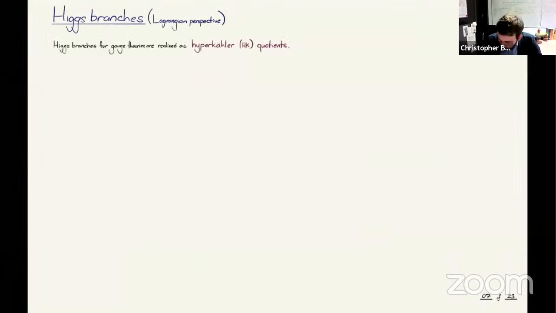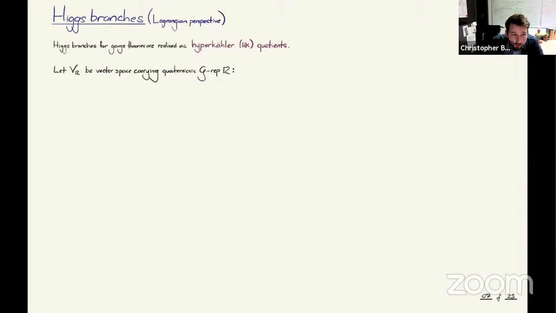Okay. So that's a cartoon. I should say a little bit more about the structure of these Higgs branches beyond cartoons. In gauge theories, the Higgs branch is realized as a hyperkähler quotient, which goes as follows. Take a vector space that carries the quaternionic G representation that I specified in defining my theory. I think of this vector space as constituting the possible expectation values for the scalars in the hypermultiplets.